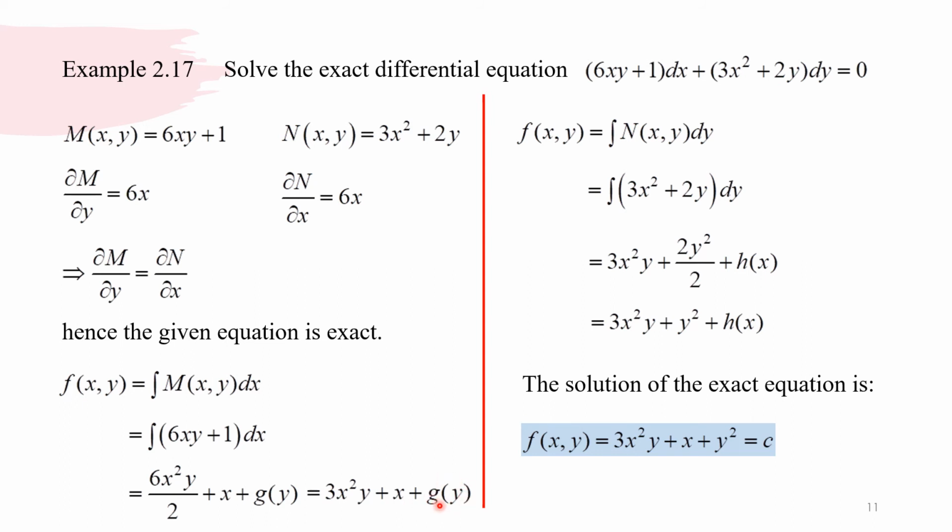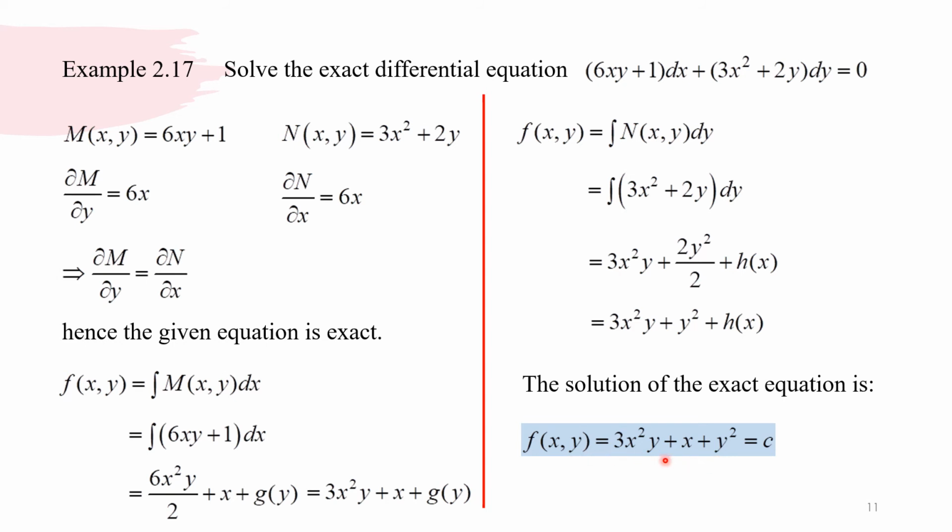Now, the function in terms of y is actually this y squared. This is the function in terms of y. If you look at this part here, f of xy involves a function in terms of x. So this function in terms of x is actually this term here, which is solely in terms of x. In other words, we say that f of xy is 3x squared y plus x, which is referring to this h of x, plus g of y. Now g of y is this y squared. So we have merged these two results together to get the solution for the exact equation.